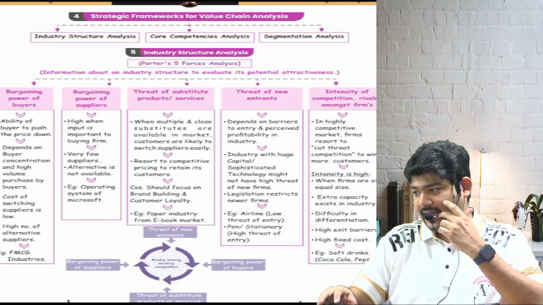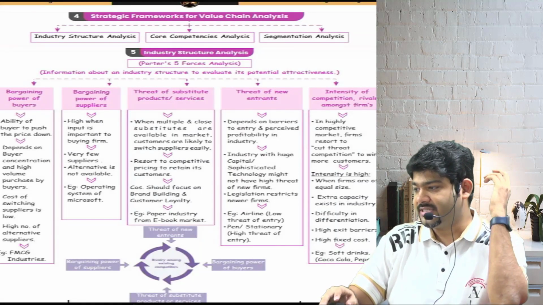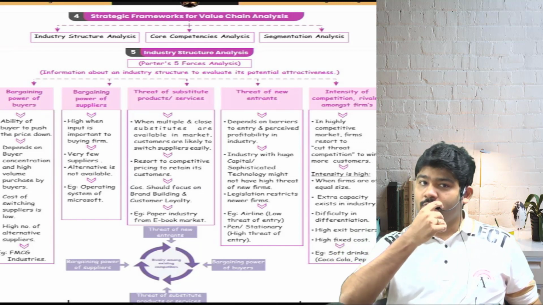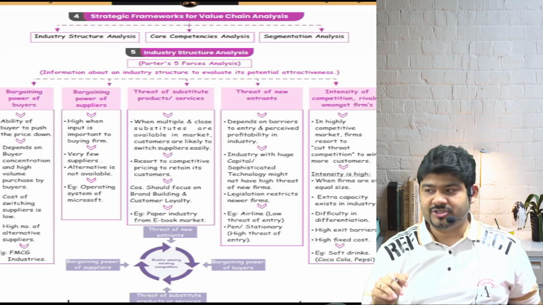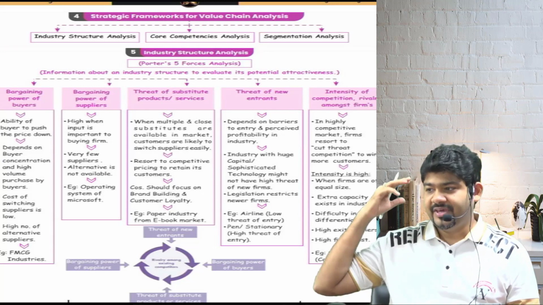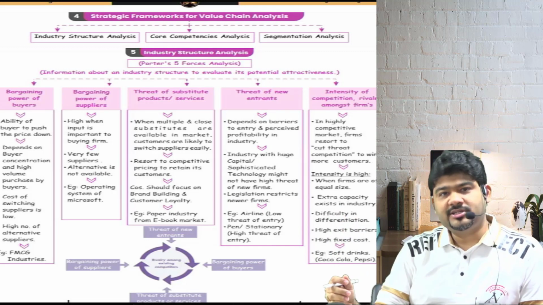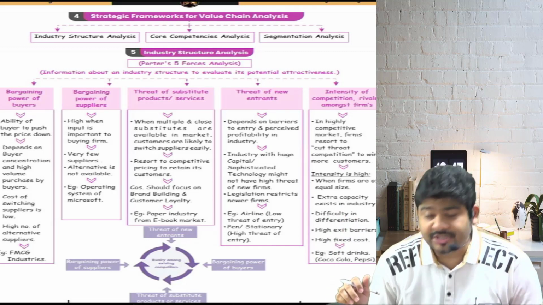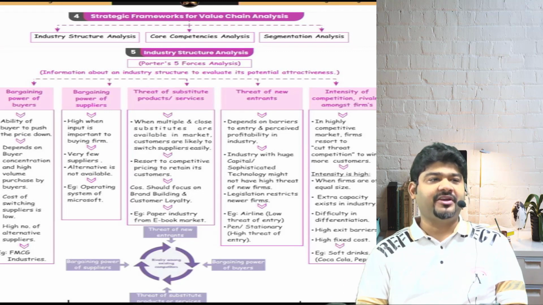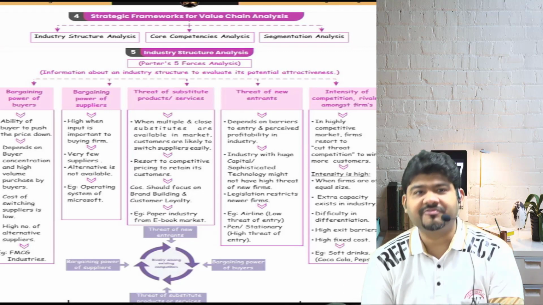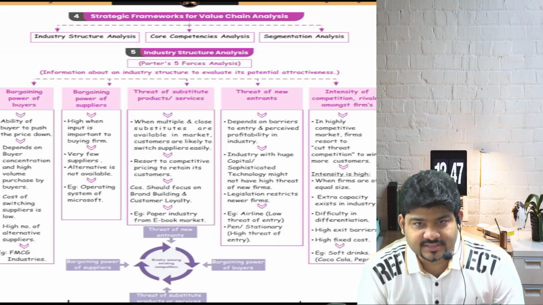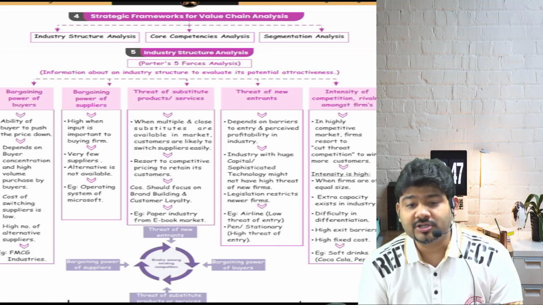Now, we are very clear with the concept of value chain analysis, and now we want to know what the components of value chain analysis are. Here we have three components, or what you call the strategic framework for value chain analysis. Basically, this strategic framework is nothing but the components of value chain analysis, of which the first is industry structure analysis, also called Porter's five forces.